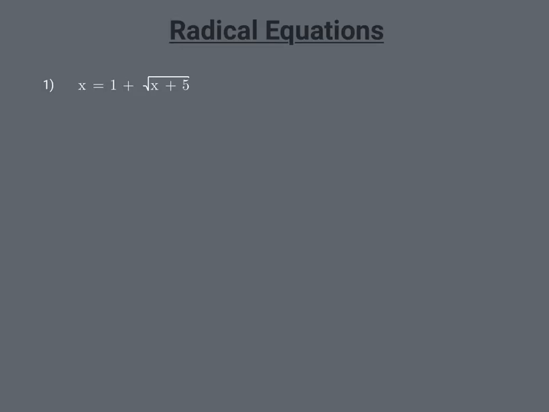So what that means is we want to get this radical right here all by itself. So we need to get rid of this 1. All right, so in order to do that, let's just subtract 1 from both sides of the equation. So that's going to leave us with x minus 1 equals radical x plus 5. Okay, so step number 1 is done.